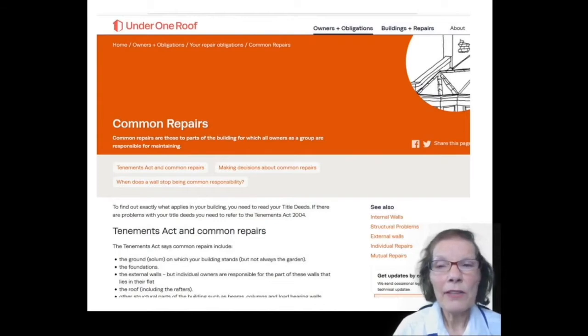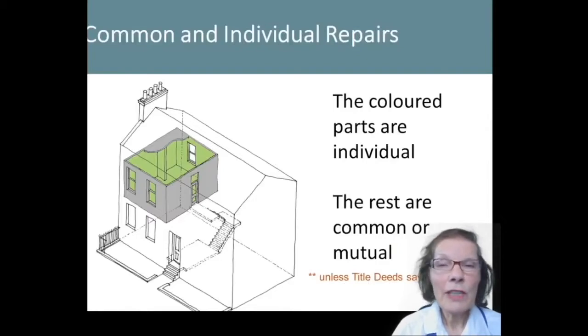Now, on the website, you'll find there are pages which set out all of these things. Common repairs are those which are to the main structure of the building. They're to the roof or the walls or the beams which are connecting those two walls together. This diagram shows you the individual repairs. Individual repairs tend to be those which are to the inside of your flat, but it can include the windows. Again, I'll refer you to Under One Roof, and there'll be a link to the web page which will tell you exactly where the lines are drawn between the individual and the common repairs.